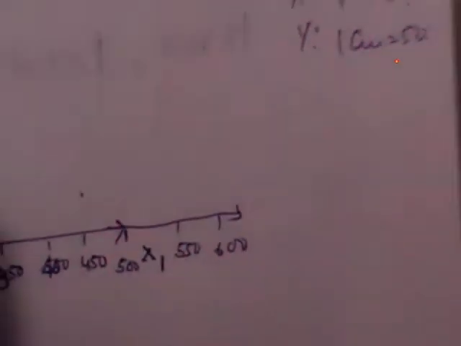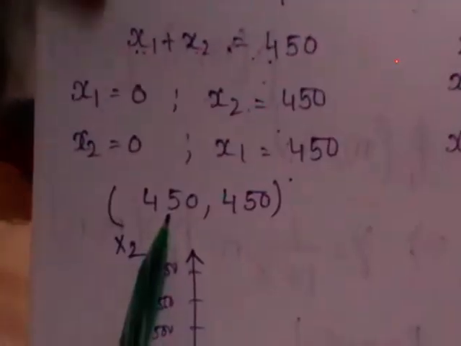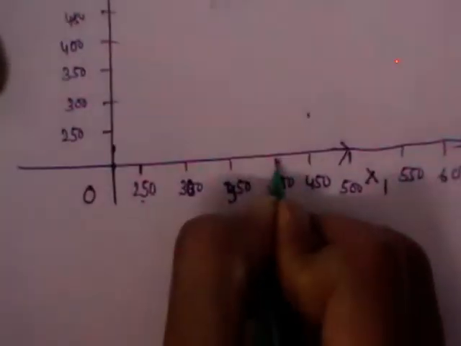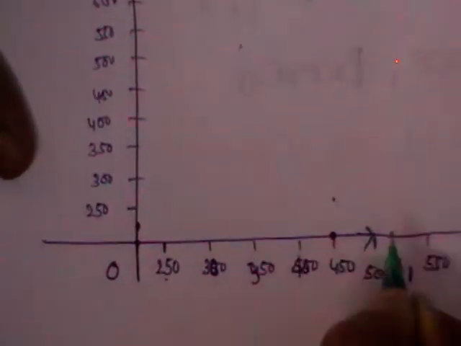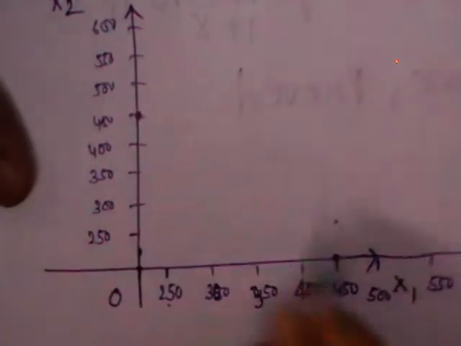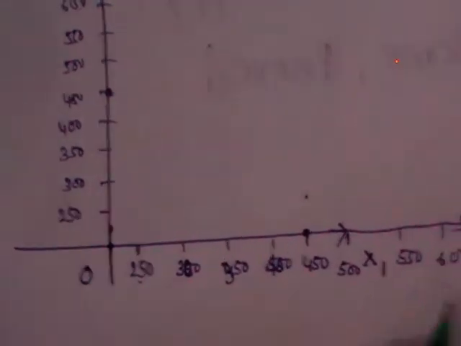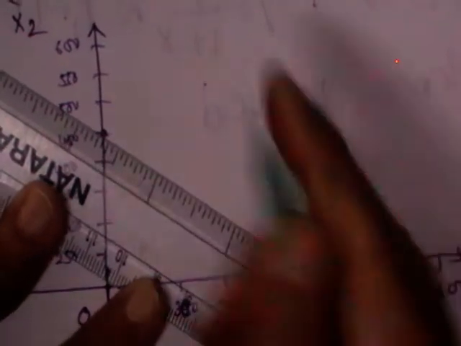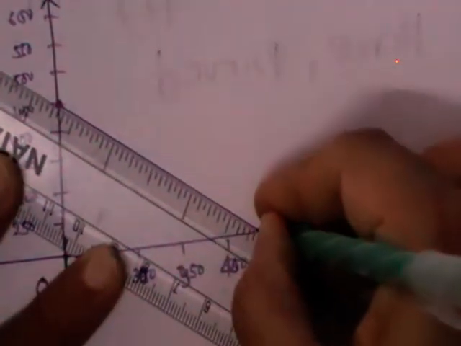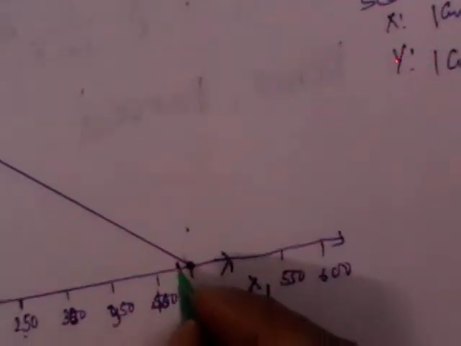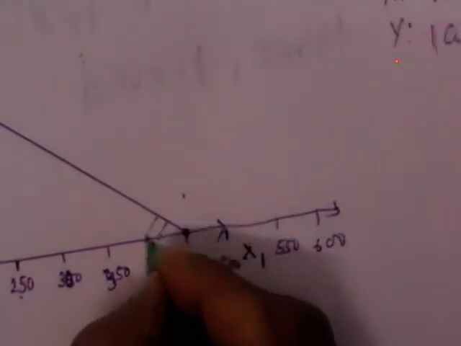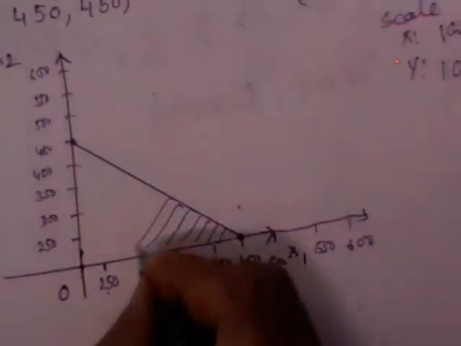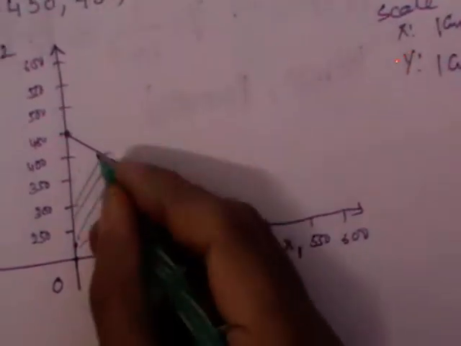What is the first constraint you have? x1 plus x2 equal to 450 with the ordered pair 450, 450. Try to locate those 2 points here. This is also 450, 450. You join those 2 points to represent the first constraint on the graph. So this is the first constraint. What is the nature of this constraint here? Originally it is of less than or equal to type. So shade the area towards the origin.